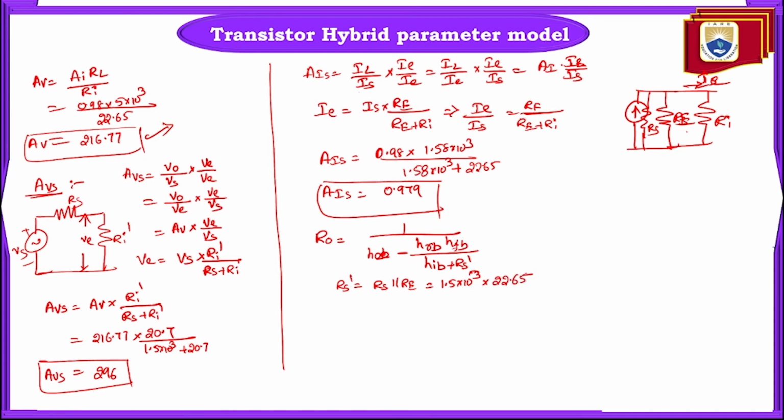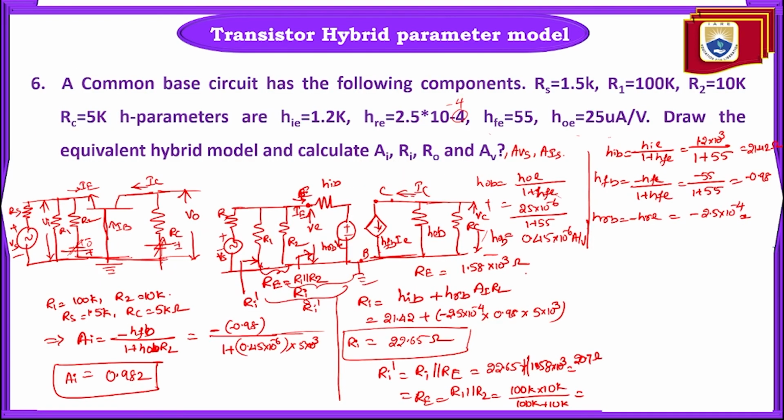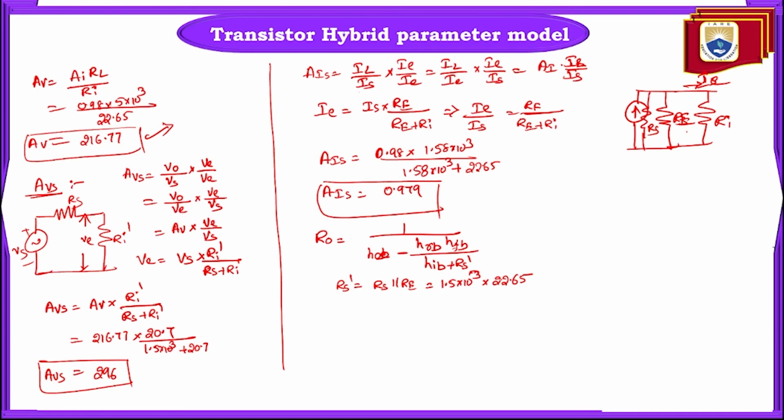That is 22.65 in parallel with 1.58 kilo. So 1.58 into 10 to the power of 3 divided by, parallel combination, right? 1.5 into 10 to the power of 3 plus 1.58 into 10 to the power of 3. If I calculate this, the RS dash value will be 1.28 into 10 to the power of 3. This is the RS dash value.